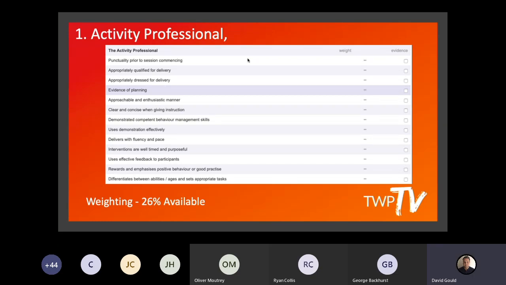Appropriately dressed for delivery, very self-explanatory. Are you in your Premier uniform? Are you wearing it smartly? Are you wearing it correctly? Are you representing the brand in a professional manner?